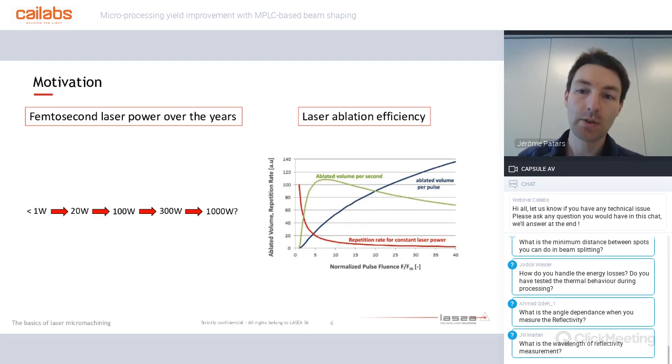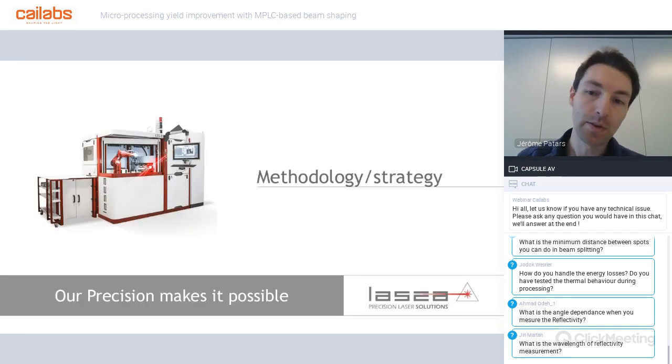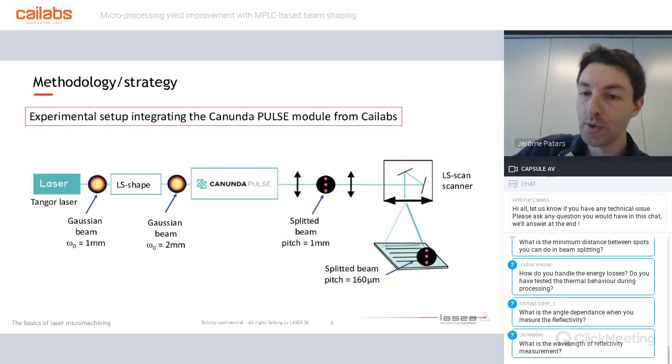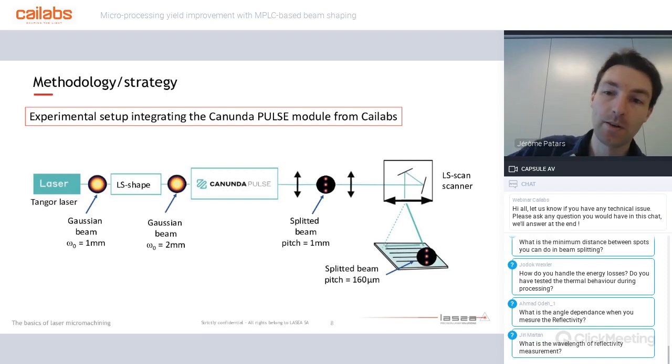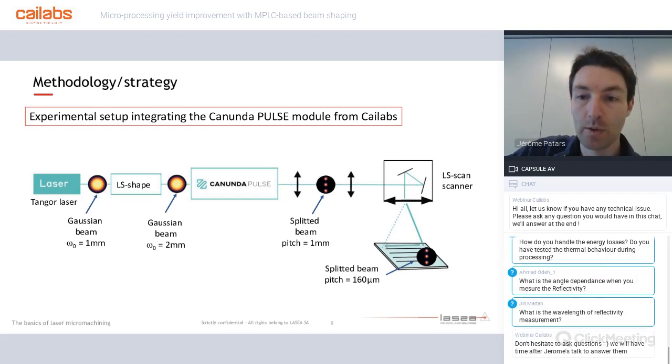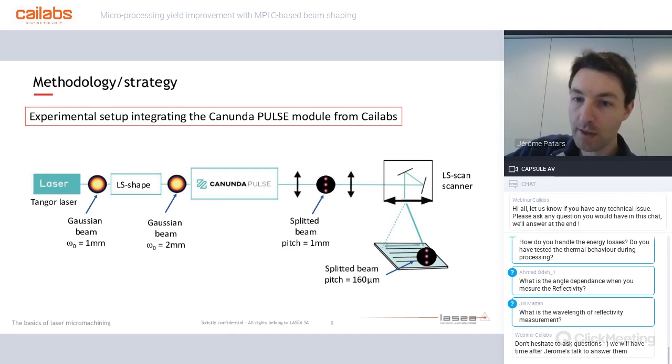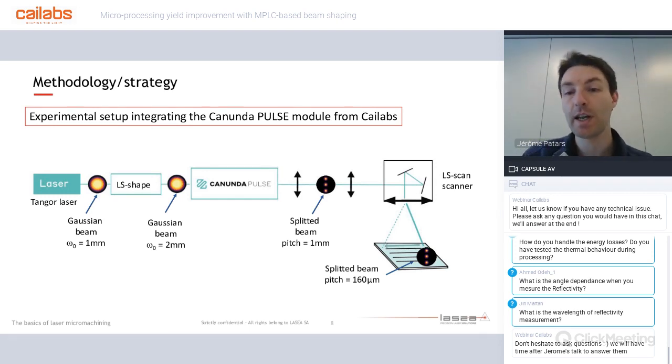So in the next slides, we present you the setup that we use to implement a multi-beam strategy in our standard machine system to increase the productivity by splitting the beam and maintain the energy at the optimum for each of these beams.